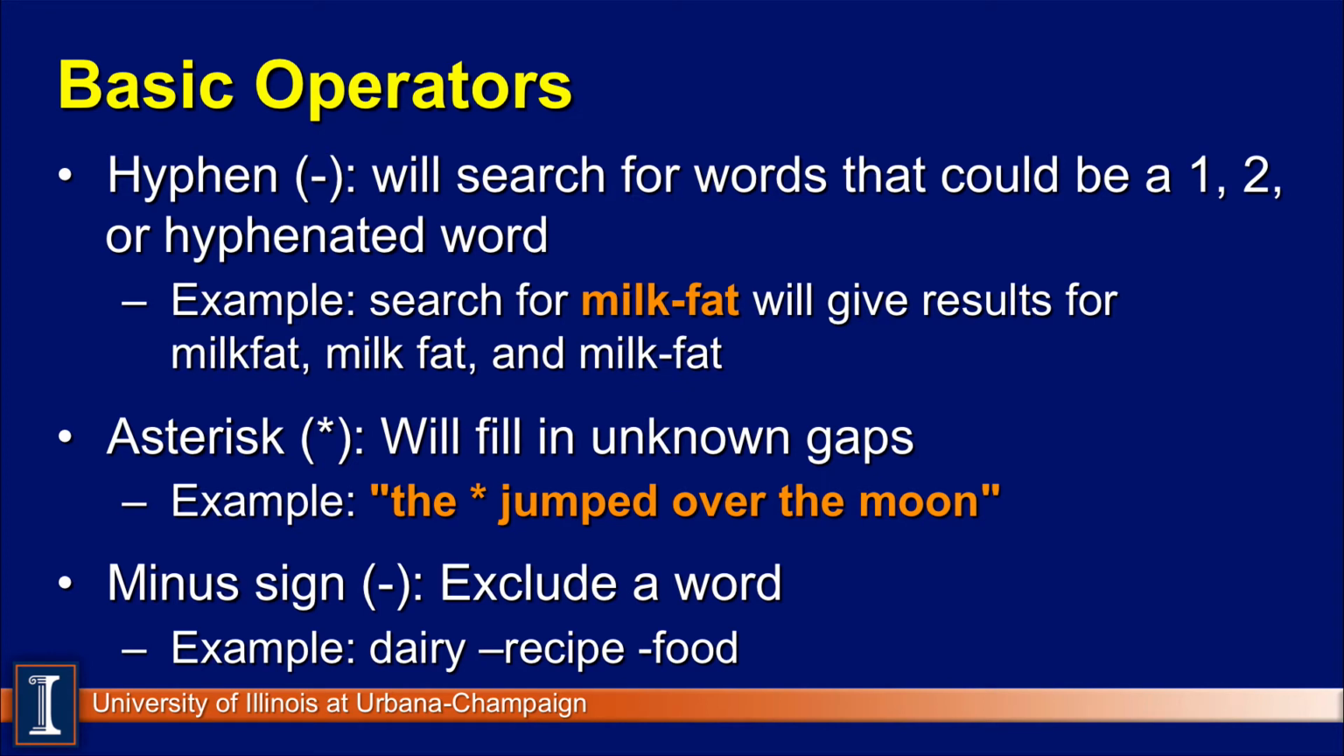One is the hyphen. This will allow you to search for words that could be one, two, or a hyphenated word. In this example, in dairy, we have milk fat. If I do a search for milk-fat, it will give me results for milkfat as one word, milk fat as two words, and milk-hyphenated-fat. Another operator is the asterisk, and you can use that to fill in unknown gaps. In this example, the asterisk jumps over the moon. Of course, immediately, if you search this in Google, it starts bringing up the cow jumped over the moon.